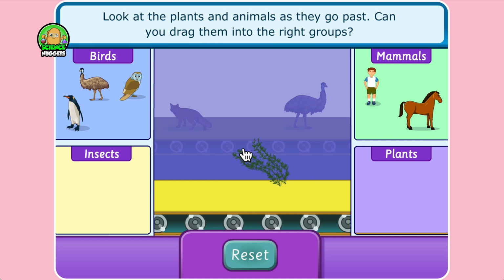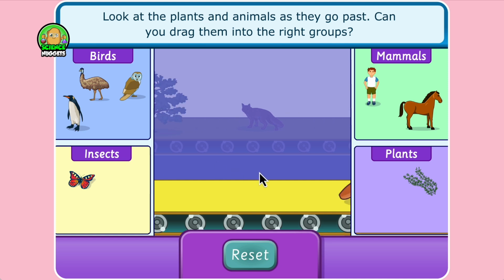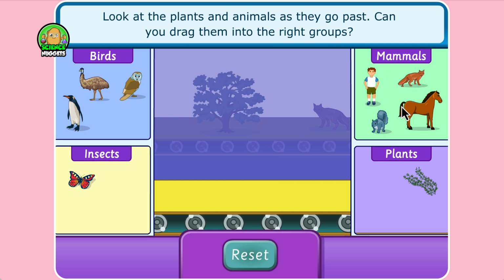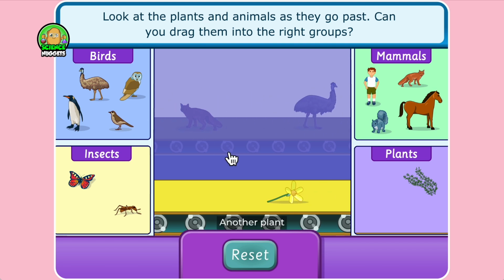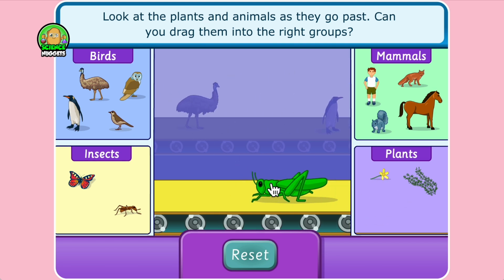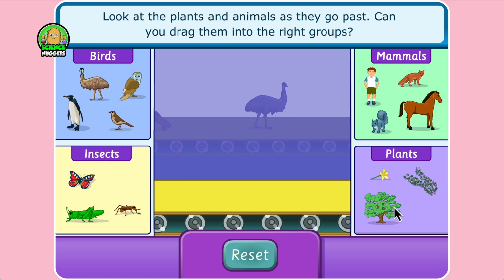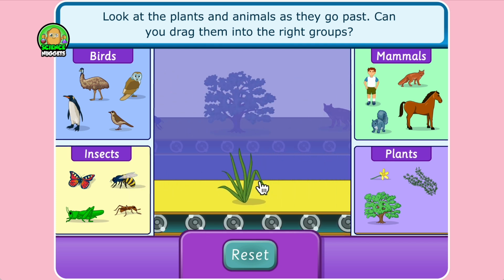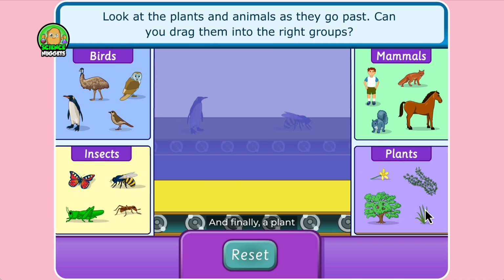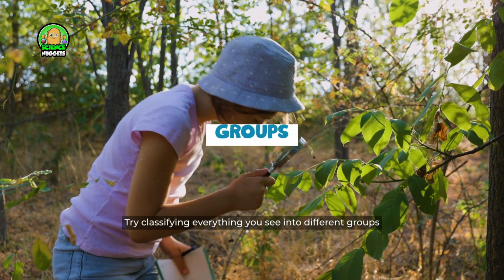This is a plant. An insect. A mammal. Also a mammal. An insect. A bird. Another plant. An insect. A plant. An insect. And finally, a plant. Try classifying everything you see into different groups.